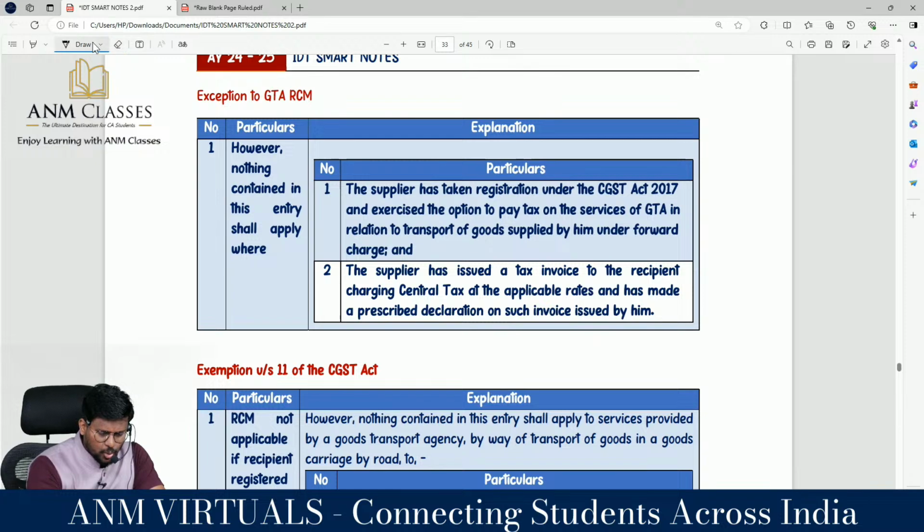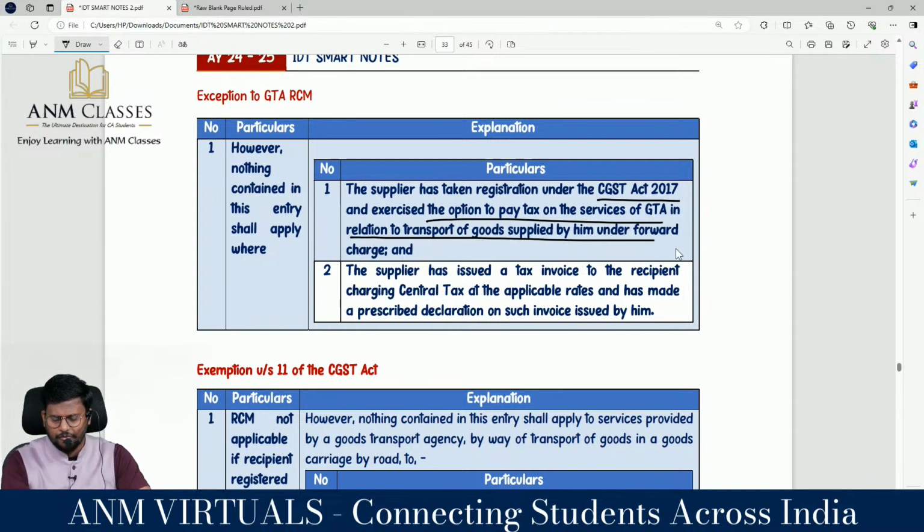Sir, exception to GTA RCM. However, nothing contained in this entry shall apply to a supplier who has taken registration under an act and exercised the option to pay tax on service of GTA in relation to transportation of goods supplied by him under forward charge. That means GTA themselves taken registration and they said that we want to pay tax through forward charge. Then the RCM mechanism will not be applicable. And the supplier has issued an invoice to the recipient charging central tax at the applicable rate and has made a prescribed declaration on such invoice issued by him.